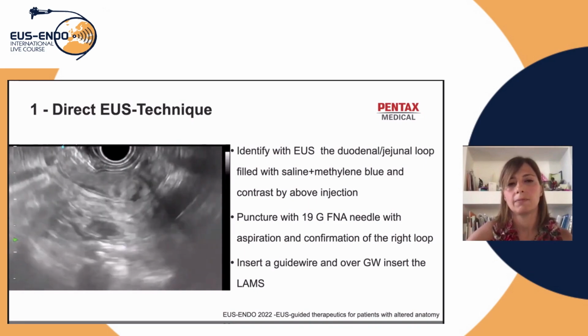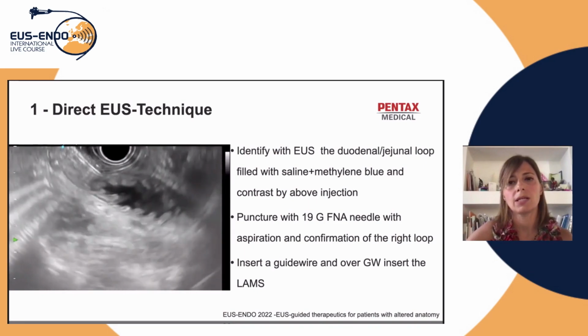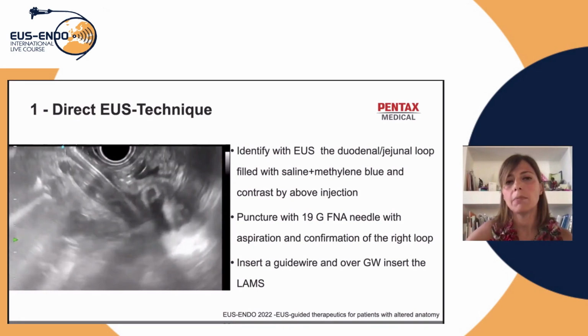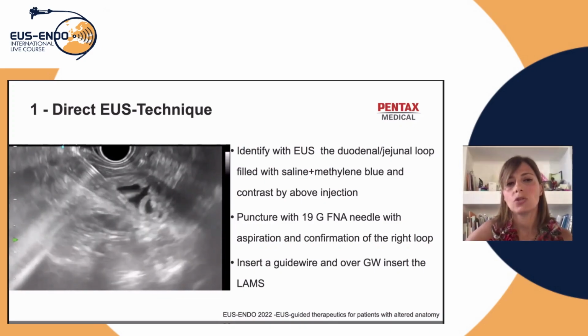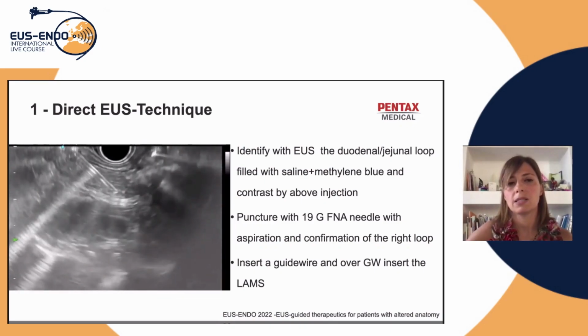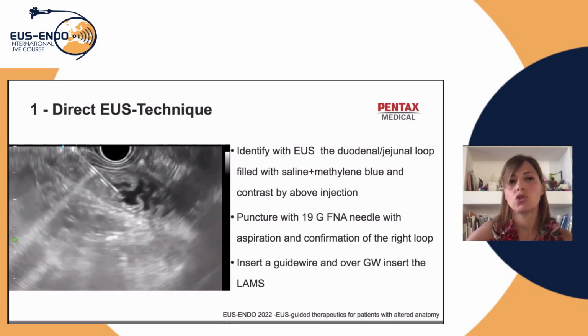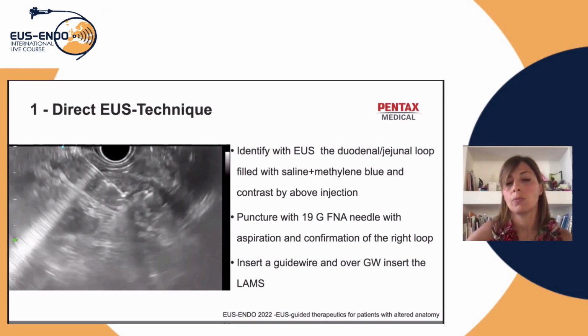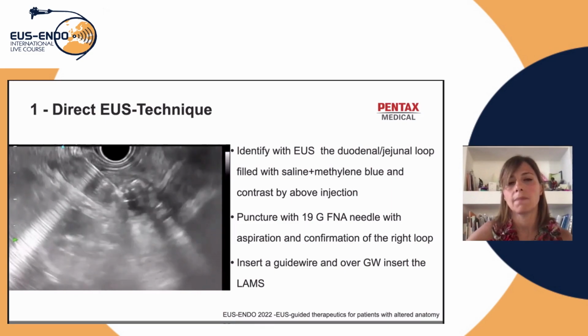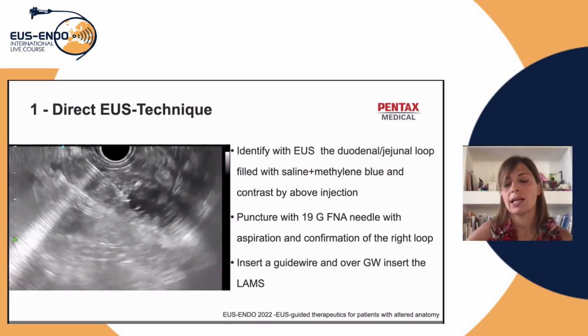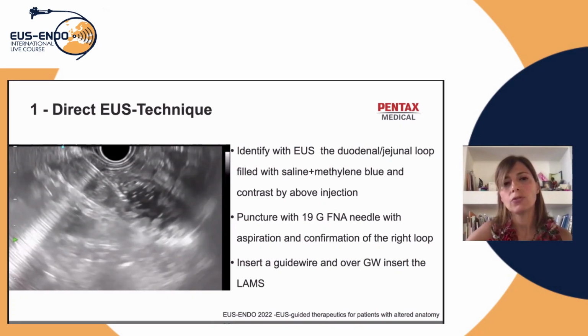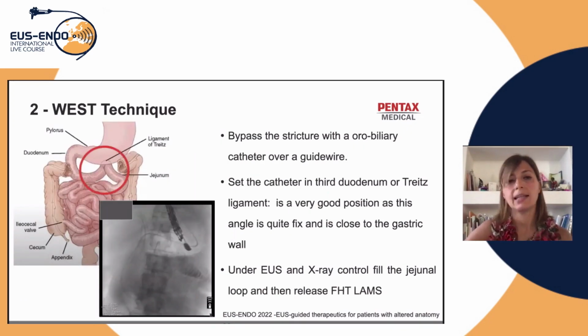Then you can, okay, the video now runs. You can puncture the limb. You can use saline solution to make a better distension of the limb. Then we can aspirate the juice in order to be sure to be in the right place. And you can introduce a guide wire and release the LAMS with a free hand.